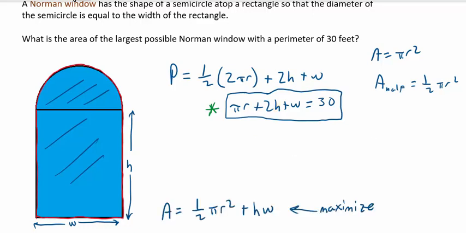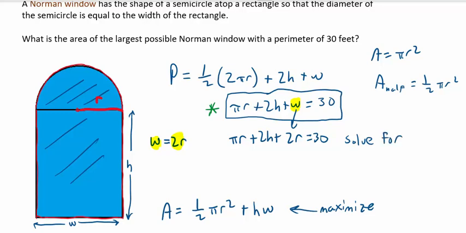Before I do that though, I notice I can replace w with an expression of r by simply realizing that the radius of my semicircle is exactly half of the width, or to say it another way, the width of my rectangle is exactly twice the radius of the semicircle. So where I see w in my perimeter formula, I'm going to replace it with 2r. So that means I'd have pi r plus 2h plus, here I replace w with 2r. And now I'm going to solve this equation for one of the two variables, r or h. I'm going to choose to solve for h.